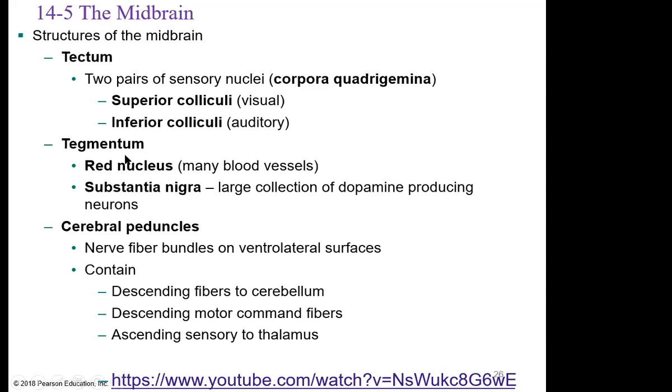The tegmentum, here is where we would have the red nucleus and the substantia nigra. So if you remember back to what we were talking about for the basal nuclei and the Parkinson's disease, this is the structure right here. This is where you have that large collection of the dopamine producing neurons. And if this becomes injured, this is where we would have issues with the Parkinson's disease.